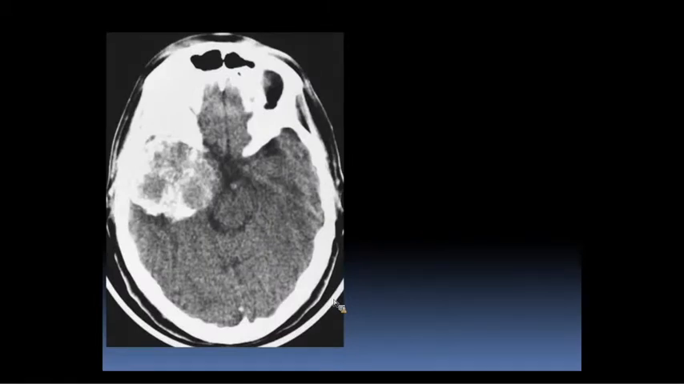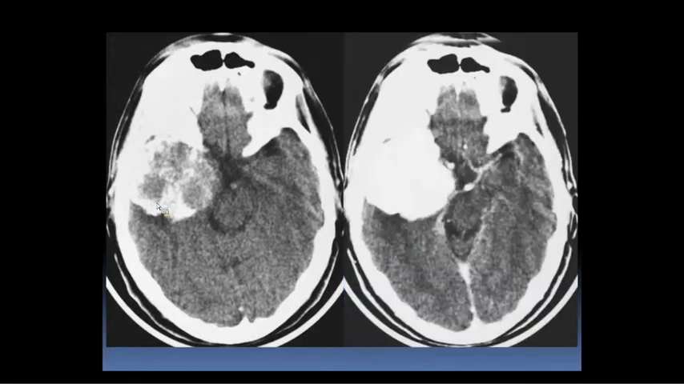So here, this is a non-contrast CT. It looks like there's something very bright and heterogeneous here. Is this a big parenchymal hemorrhage? Well, it's a possibility based on just this. But if we give contrast, we see that it enhances diffusely, it's homogeneous.